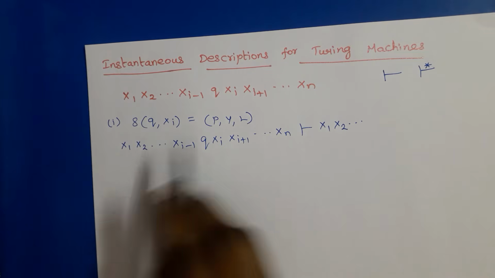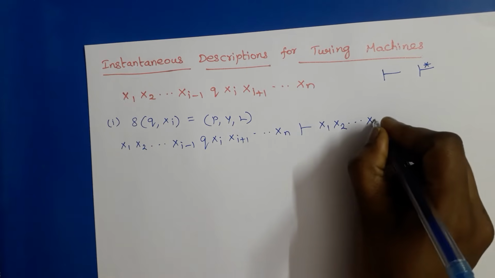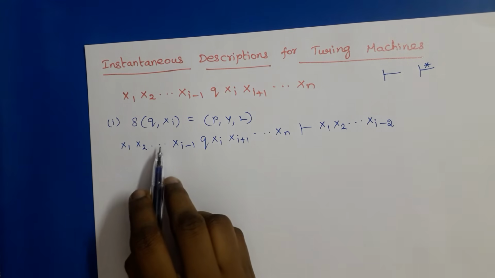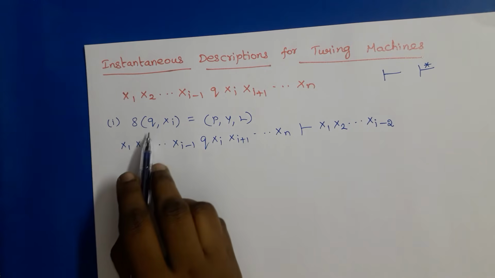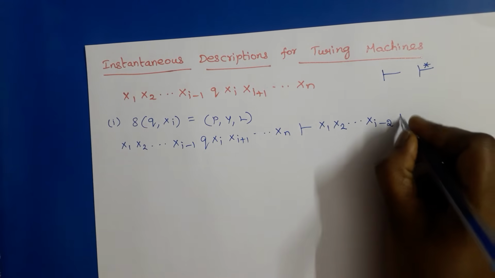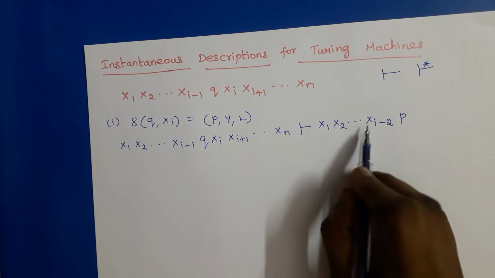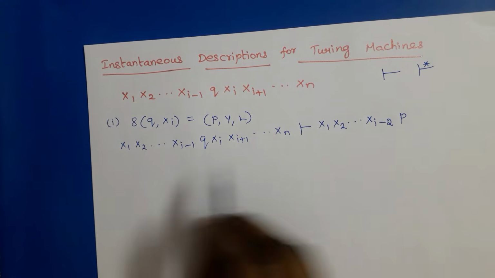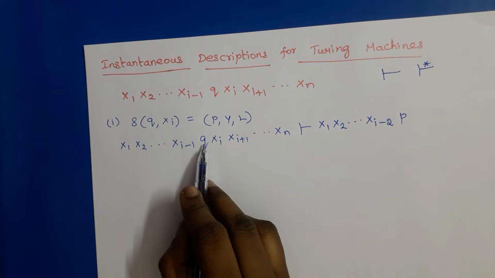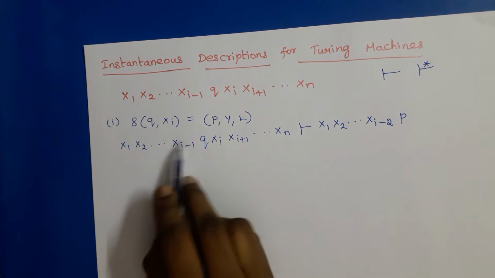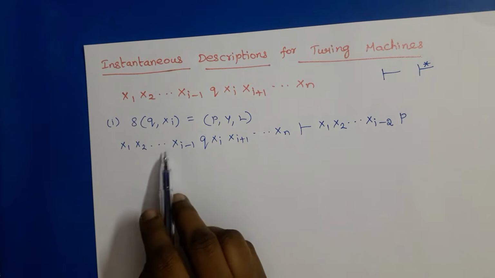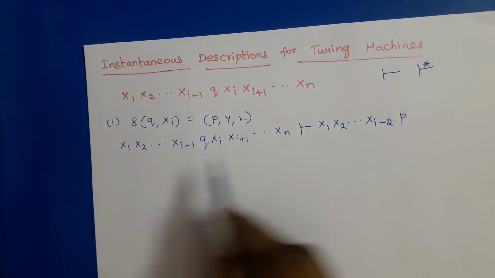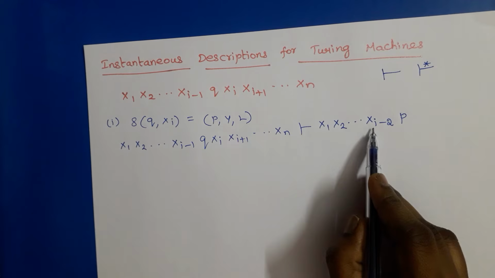So what about the previous symbol xi minus 2? Xi minus 2, and then we need to write the state, but instead of q we have to write p, because q is changed to p in this transition function. So xi minus 2 p. After writing the state p, we need to write this symbol, right? Because left move means the tape head is now scanning xi minus 1. So the previous symbol is xi minus 2.